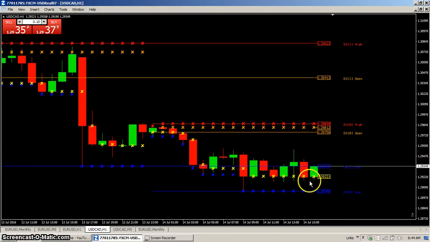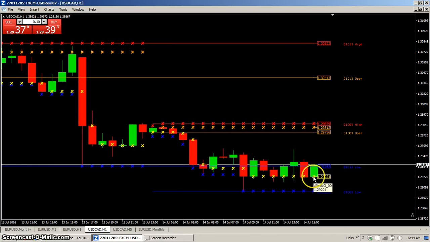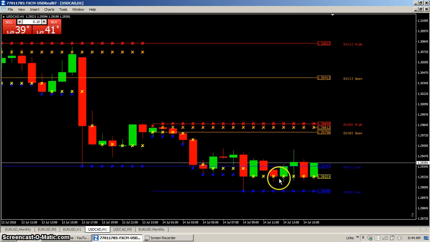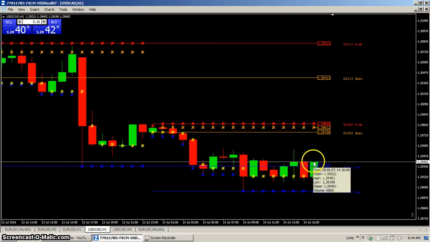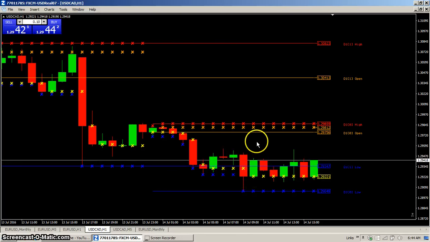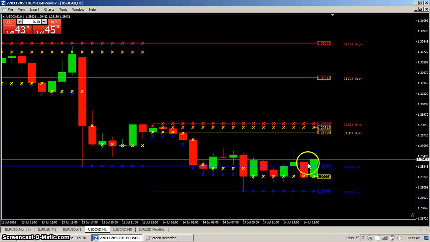Now, when price is below this X, that's when you want to enter the trade. So you can see price came down here, because right there, that's the level we want to be at. You can see this trade is moving in profit right now. So once again, this is the zone.